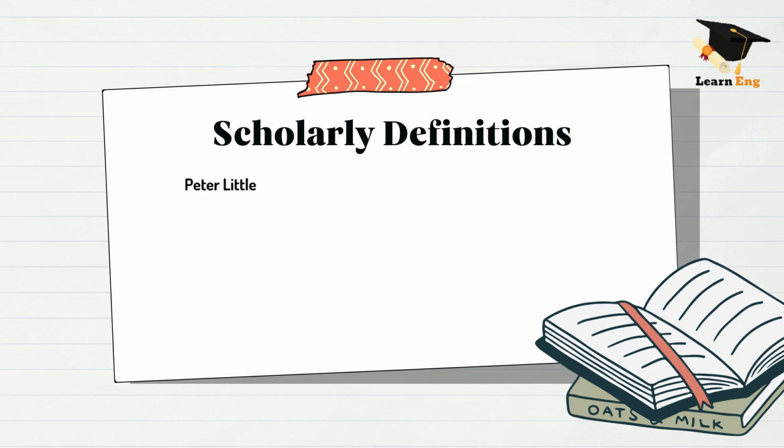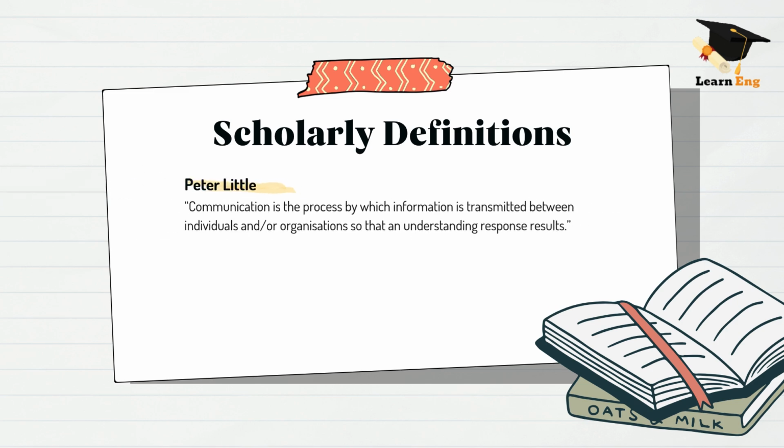According to Peter Little, communication is the process by which information is transmitted between individuals and/or organizations so that an understanding response results. This definition emphasizes that communication involves transmitting information between people or organizations with the goal of achieving a shared understanding and an appropriate response.